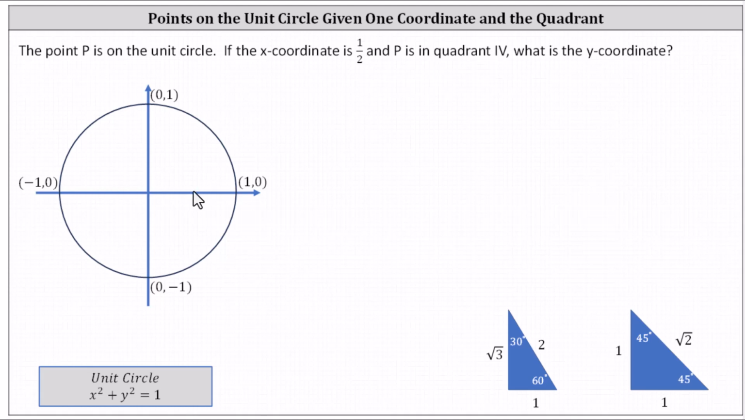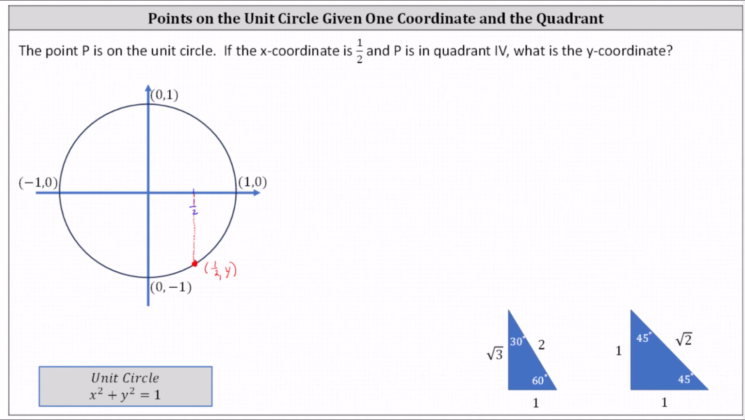Here's where x equals 1/2 on the x-axis, which indicates if we go down to the unit circle along the vertical line x equals 1/2 here, we can locate the point we're looking for. So this is the point on the unit circle where x equals 1/2 and the point is in the fourth quadrant, and we're looking for the y-coordinate.